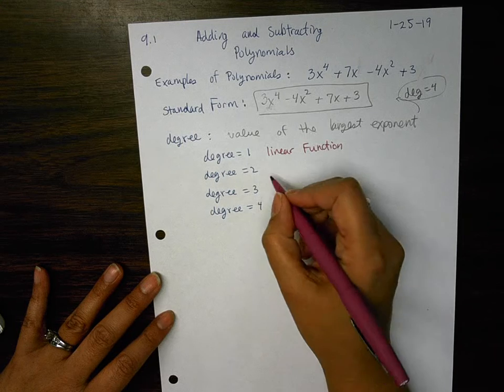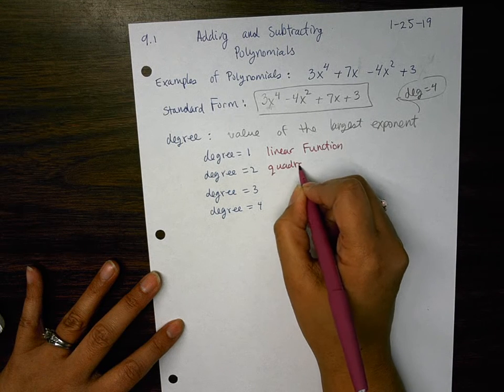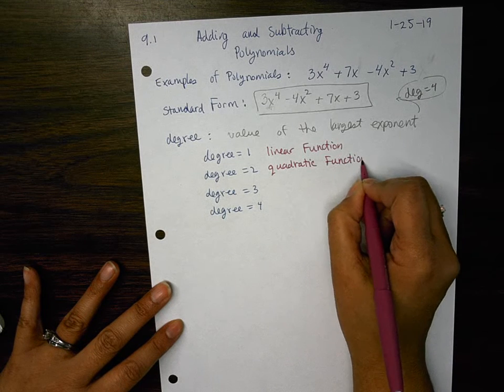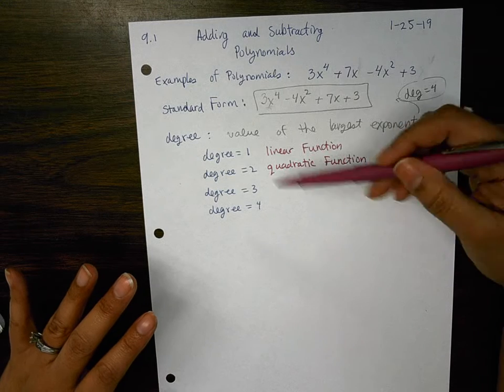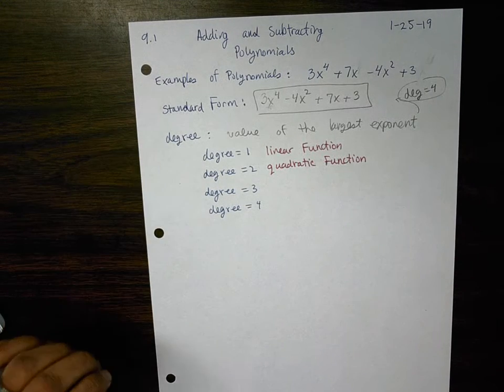Degree is 2. You also talked about this last year. You didn't graph them too much. It's called the quadratic function. That's your parabola. If you ever remember when you guys compared graphs last year in Math 1, you had parabolas, the U-shapes. Those U-shapes are called quadratic functions.